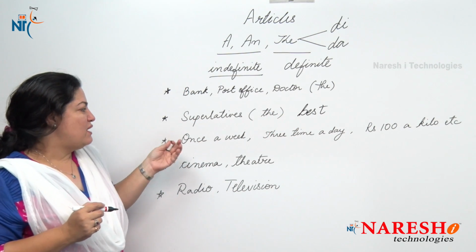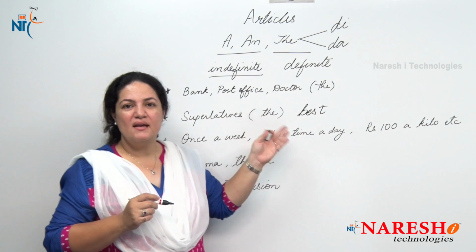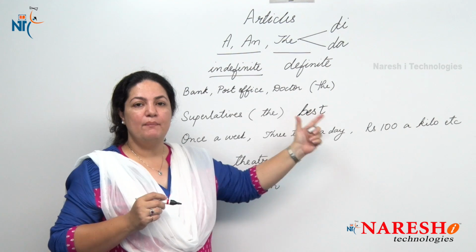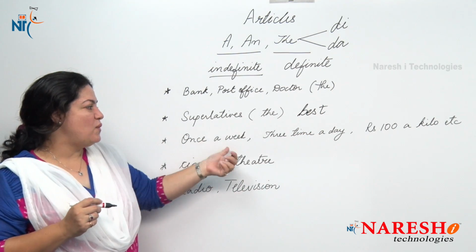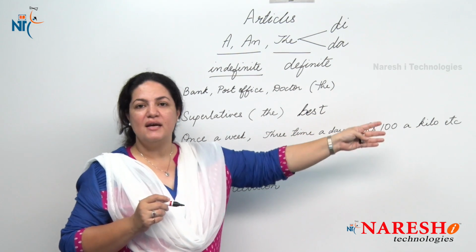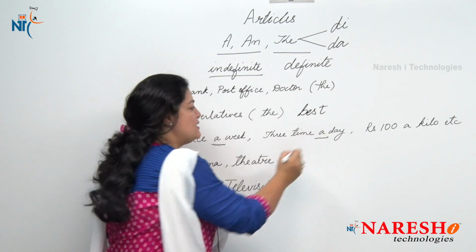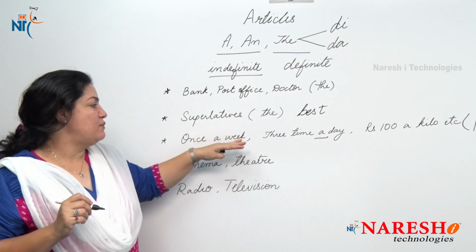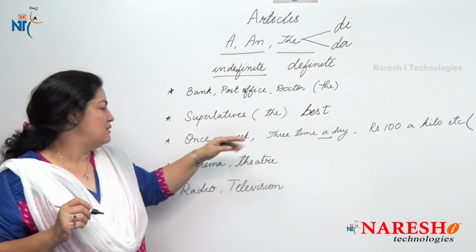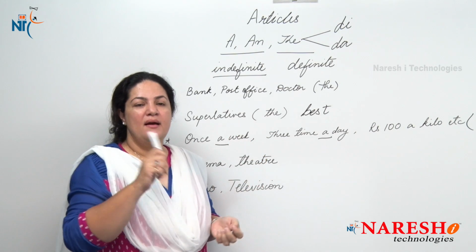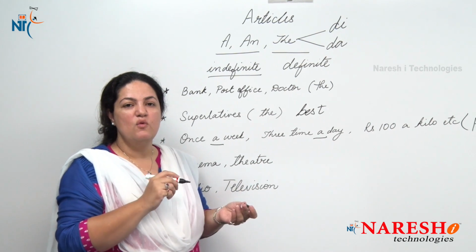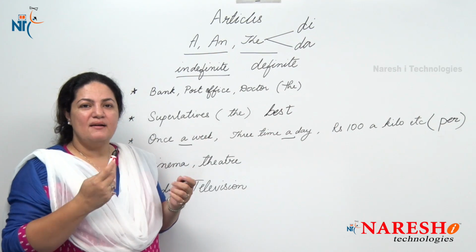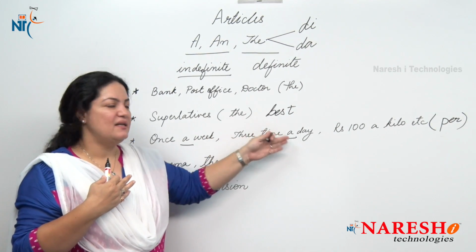Next one is, whenever you are talking about doing something in a day, in a week, in a year or any time, that means once in that particular time. So we say once a week, 3 times a day, ₹100 a kilo. So here a means per. The quantity that we are talking about here is 1 or per. So we say once a week. For example, how many times do you watch a movie outside? So you say once a week. 3 times a day. Example for that is I have my meals 3 times a day.